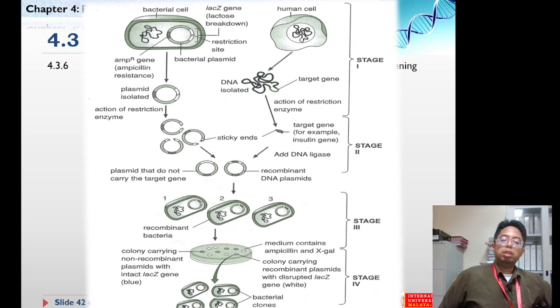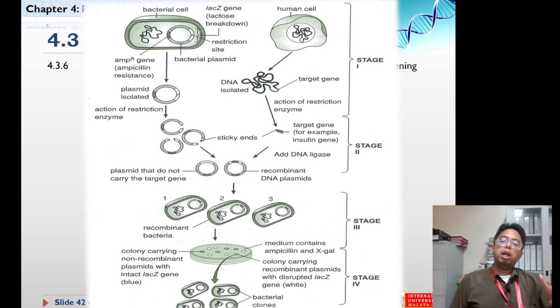Here is the picture. Stage 1 is taking the bacterial cell plasmid and taking the target gene and treating both with the restriction enzyme to make sticky ends. Then when we add a DNA ligase, we join them together, and then we put them into the host cell. Some of the host cells actually have the target gene. They are the ones that have captured the plasmid with the target gene.